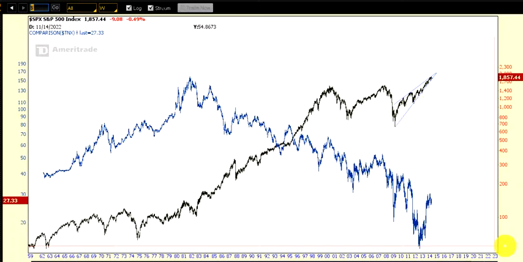Now, let's back up again. The 10-year Treasury, sometimes called the risk-free rate, it's not really risk-free, but it's backed by the U.S. government, so it's generally perceived to be risk-free. Nothing is risk-free, so that's not really an accurate statement, but it's widely believed that that's the case.